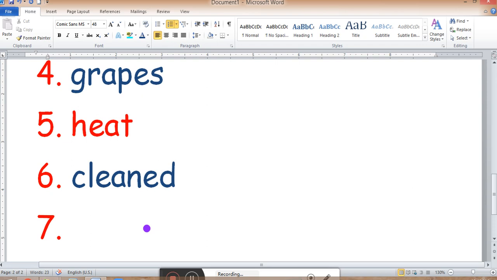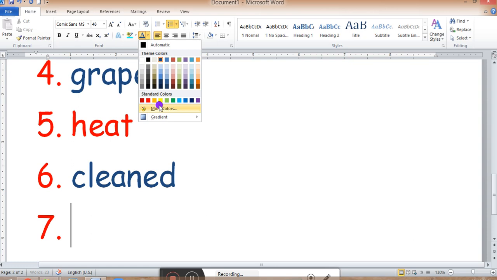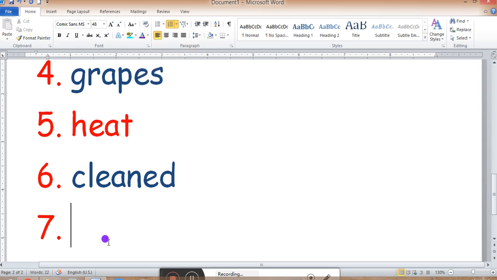Do you know this process? Do you know how do we call this? I'm sure some of you do. It's named recycling. Can you say it? Recycling. Good. Recycling. Here we have long I from letter Y. Recycling. Very good.